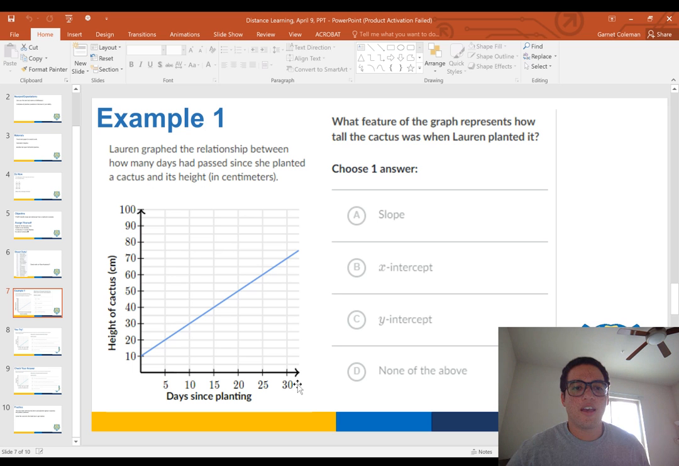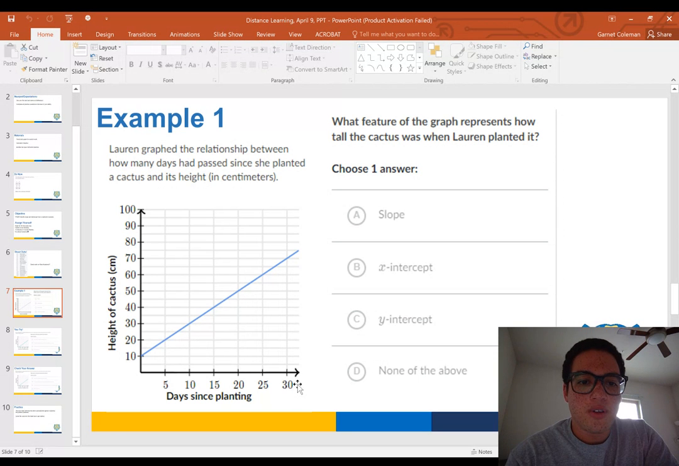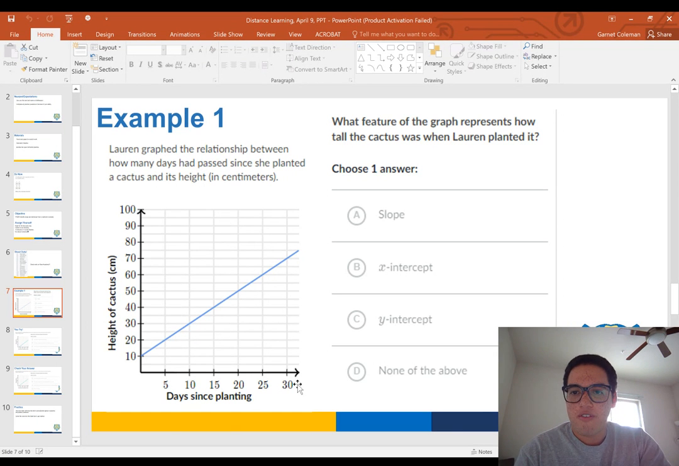Hello, everyone. So here is example one. We're going to read this situation and then figure out what part of the graph represents whatever context and scenario this is talking about. So here's the situation. Lauren graphed the relationship between how many days had passed since she planted a cactus and its height in centimeters. What feature of the graph represents how tall the cactus was when Lauren planted it?